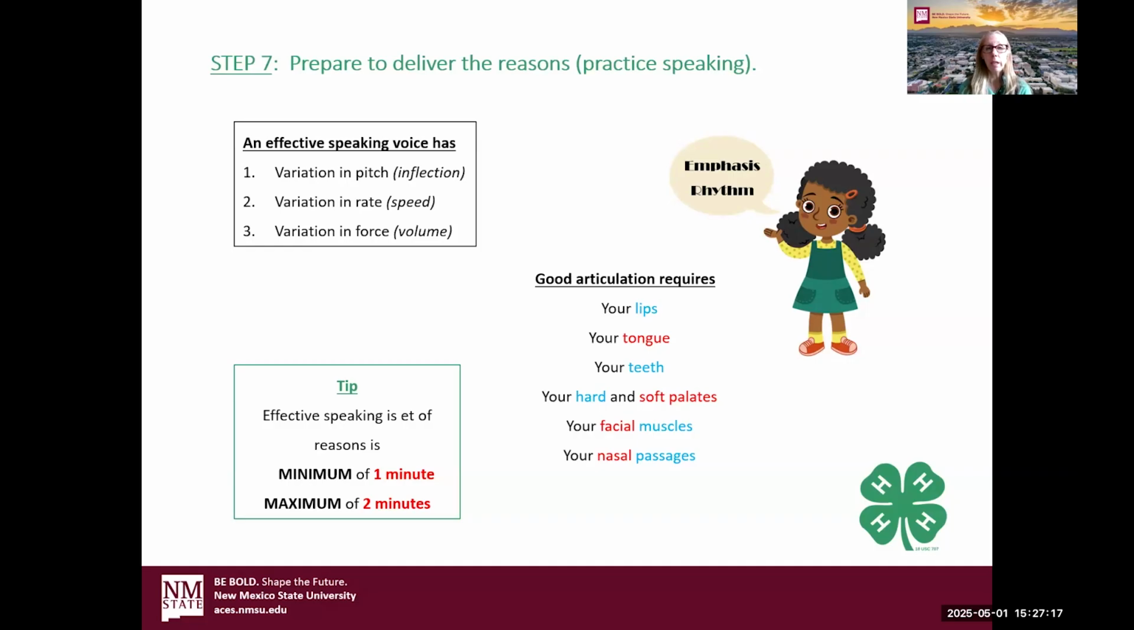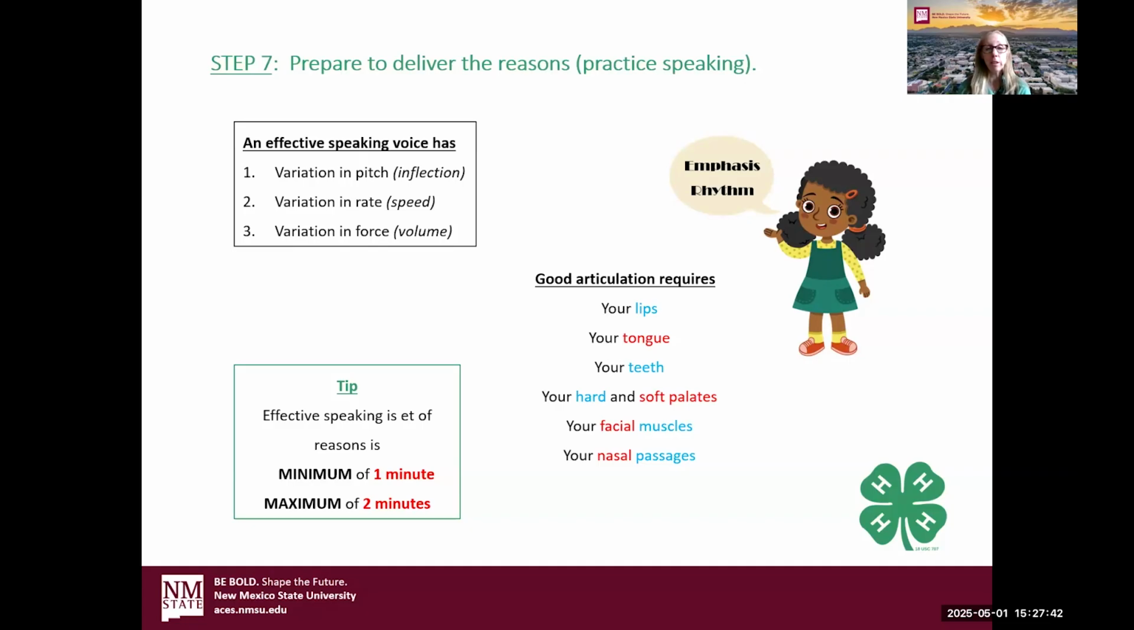Also, the variation in speed. So you want to think about grouping words together or ideas together with a short pause after to help your audience or your listener stay with you. And then finally, your variation in force, which is your volume. And so you want to keep in mind whenever you're offering a set of reasons, you want to project your voice and speak confidently.